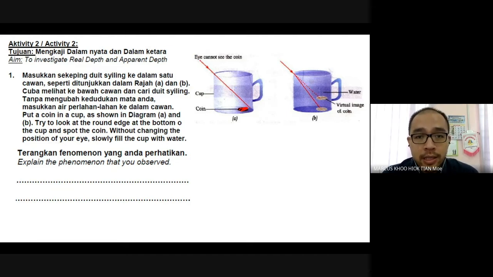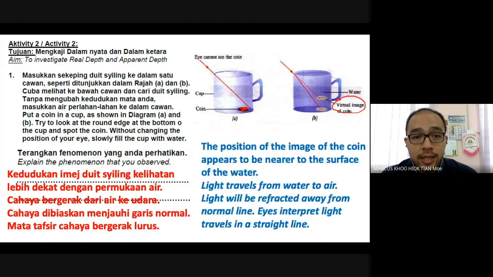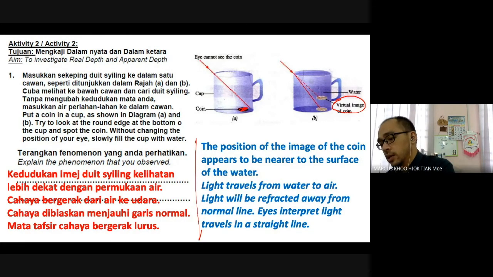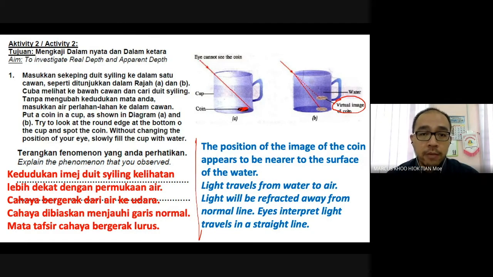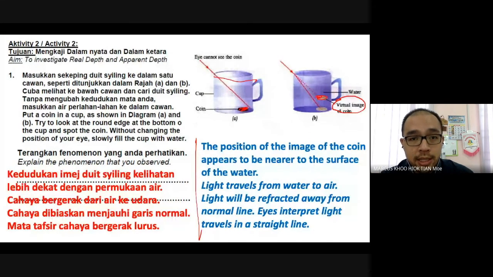Why is it that you can see the coin? We call this a virtual image. So why is it that you can see it? It's because of this, the position of the image of the coin. Sorry, this is activity 2 on page 172. The position of the image of the coin appears to be nearer to the surface of the water. It's nearer to the top over here. At first, there's no water lah. Then when you pour in water, it seems that the coin is here instead of here. Nampak kepada kita, it looks that way to us only. It's actually still down there, but it looks to us as if it is here. Why? Because light travels from water to air, and because it is traveling from water to air, this is more optically dense to less optically dense.